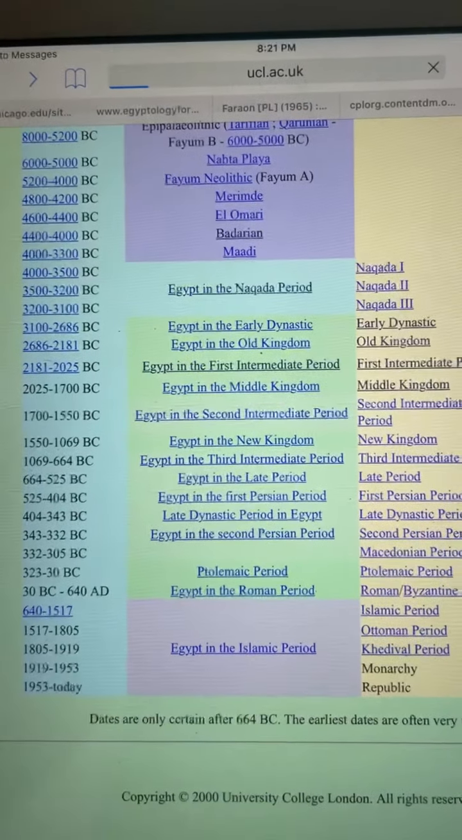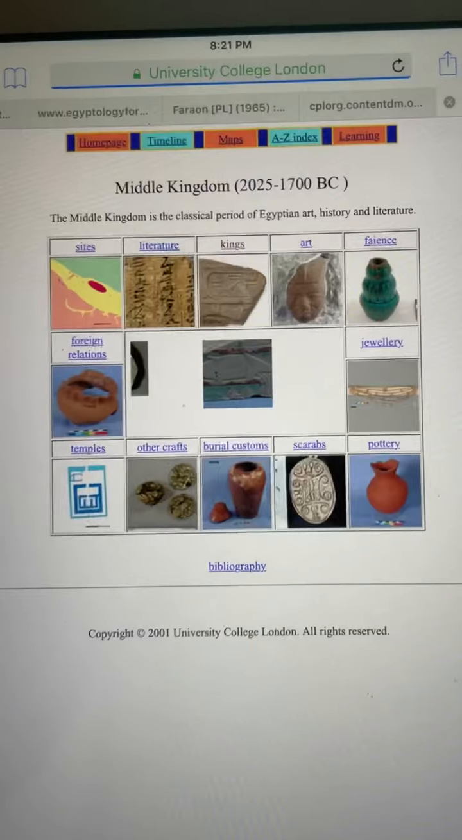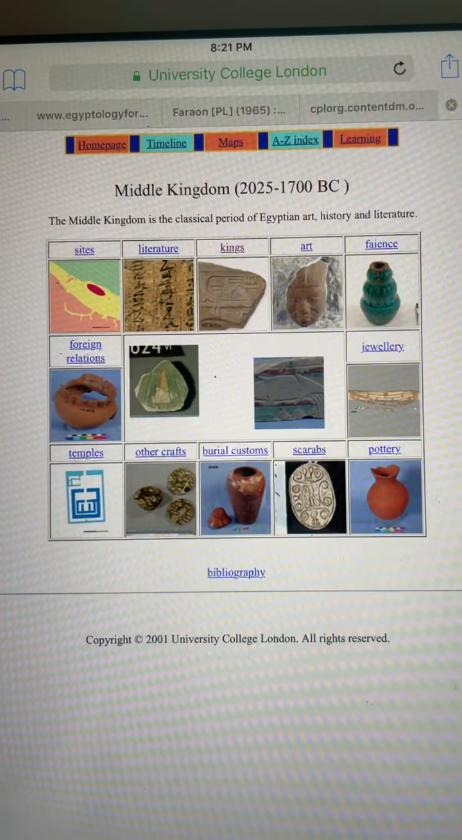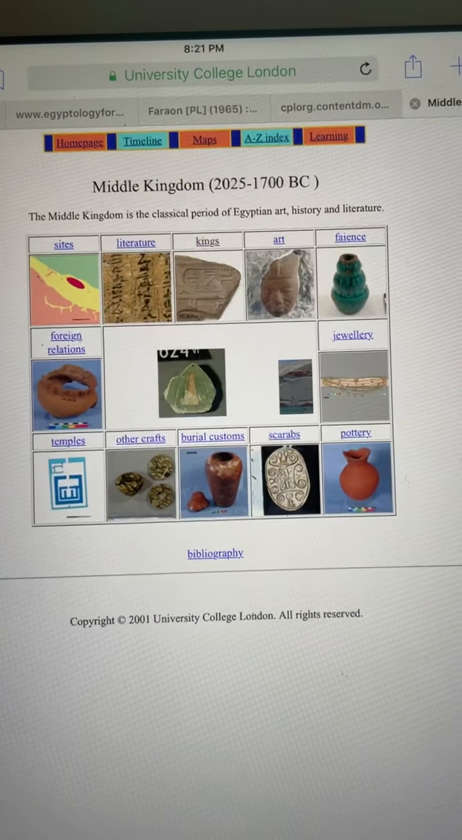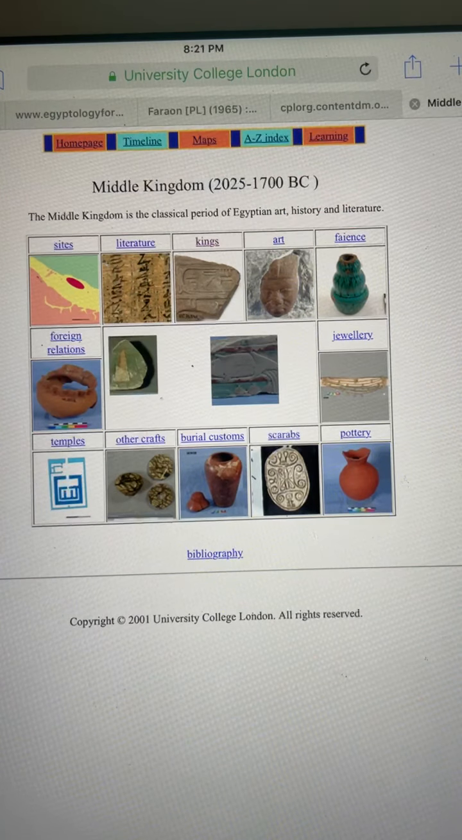Here's some stuff about the Middle Kingdom so you could see, UCLA. The Middle Kingdom had the best writing. It was considered, even today when we learn hieroglyphs, we learn the Middle Kingdom first. It's considered the highest and the best of standard.